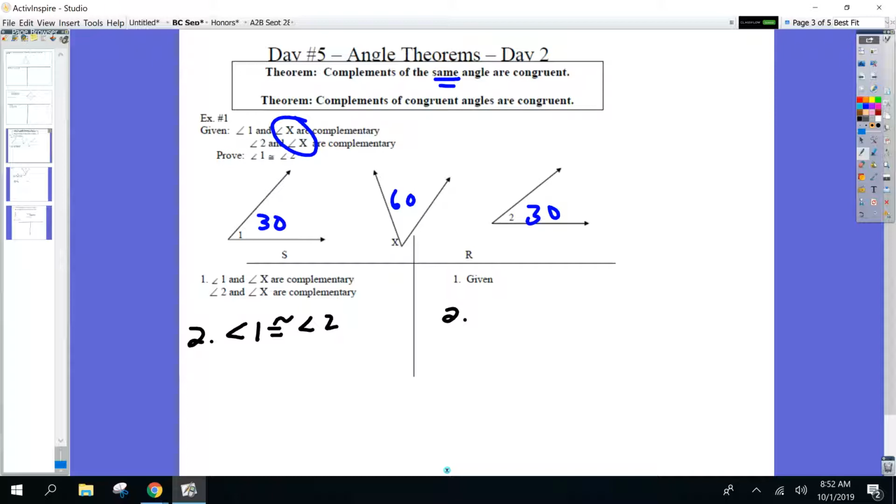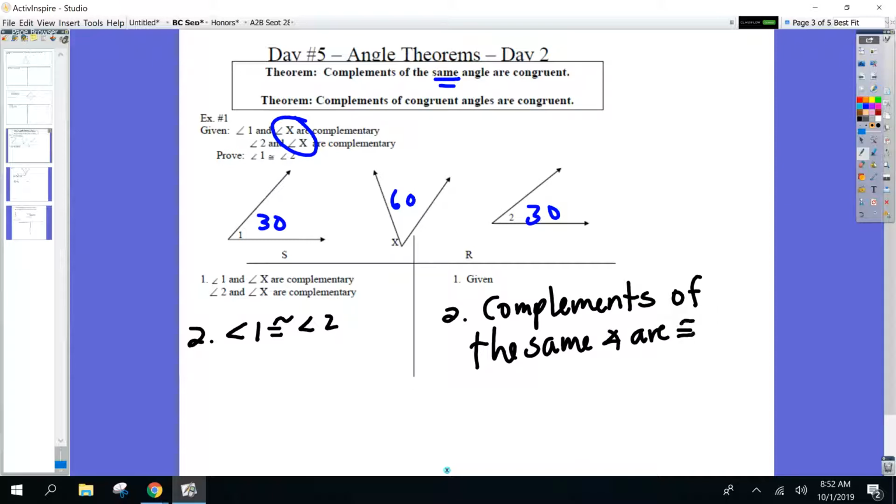So what's the theorem I'm going to use? Complements of the same angle are congruent. How many of you just put an I in the word complements? Have some self-respect. So we okay on how that one works? They have to be complementary. First of all, you got to know they're complementary. Second, they got to be complementary to the same angle.